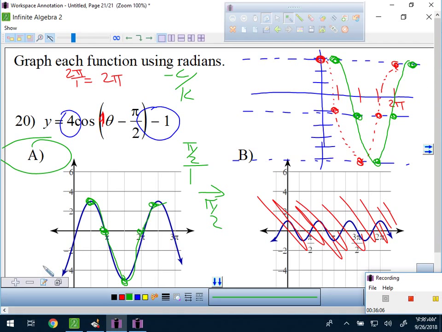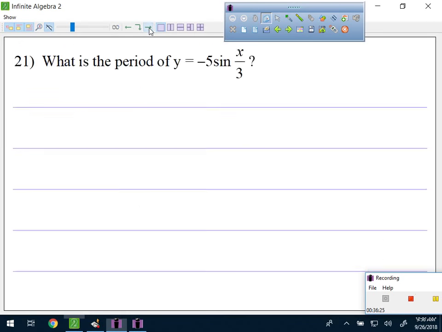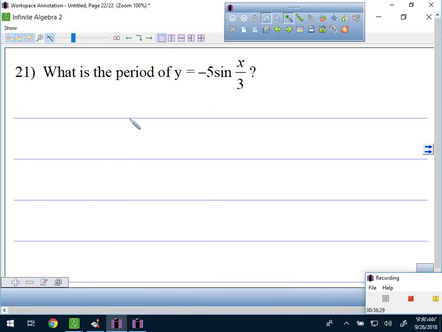All right, now, the rest of it was going to be just being able to identify the characteristics of it. So I'm going to go ahead and go to number 21. All right, for 21, very straightforward, guys. All this question is asking is for you to state the period. That's it. So go look on the formula page, 2 pi over k.